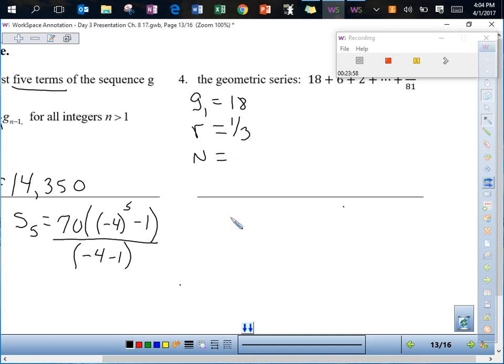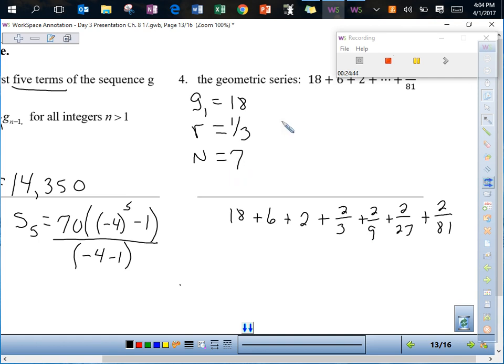So guys, here's what I've got so far. 18 is the first term, 6 is the second term, 2 is the third term. Let's quickly multiply by 1/3. Don't even touch your calculator. 2 times 1/3 is 2/3. So I'm up to 4 terms. Multiply by 1/3 again. I'm up to 2/9. I'm going to do this until I get to 2 over 81. Well, that didn't take me long. So notice I'm working with 1, 2, 3, 4, 5, 6, 7 terms.